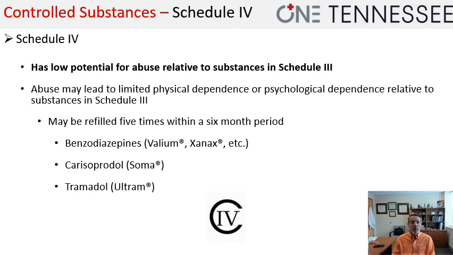Moving on to Schedule 4, these have low potential for abuse relative to substances in Schedule 3 and Schedule 2, and these lead to limited physical dependence or psychological dependence. These can be filled 5 times within a 6-month period, and some common examples are your benzodiazepines, Soma, a muscle relaxant not really used that much anymore, and tramadol. Those are all examples of some C4 drugs that you may be familiar with.